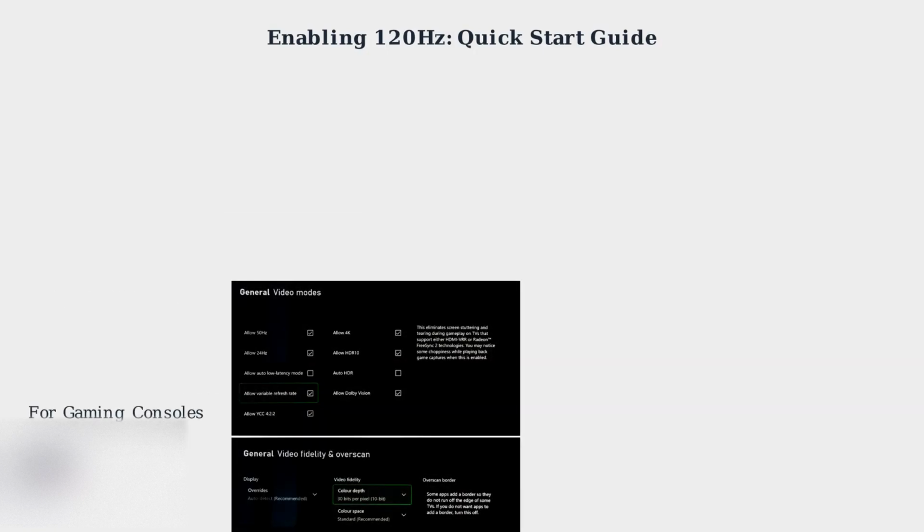For Xbox, check Settings, General, TV and Display options, Video modes, and select 120 Hz. For PS5, go to Settings, Screen and Video Output, and choose 120 Hz. Make sure you have the right cable, like HDMI 2.0 or higher, or DisplayPort 1.2 or better for best performance. Also ensure your device and games support 120 Hz for optimal results.